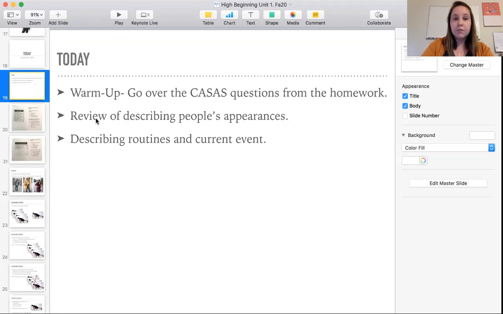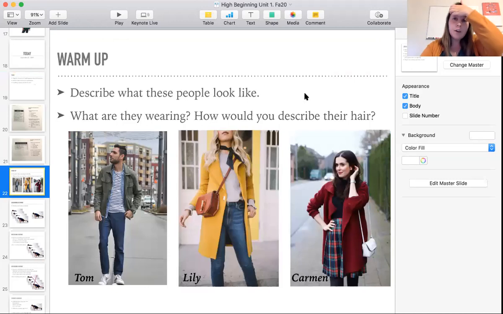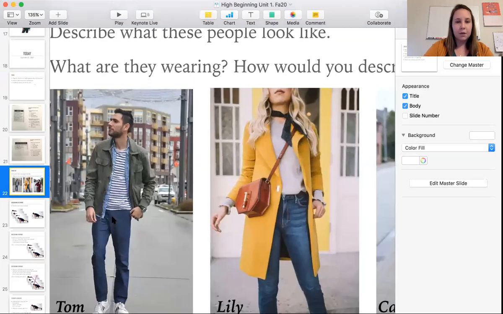We also did a little bit of review for describing people's appearances. So we've been doing this in class last week, describing clothing, describing hair. So let's do a quick review of what that is. Here we have our 3 people. These are the same 3 people we talked about on Wednesday in class. But let's first look at Tom.